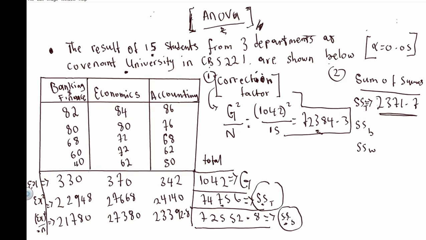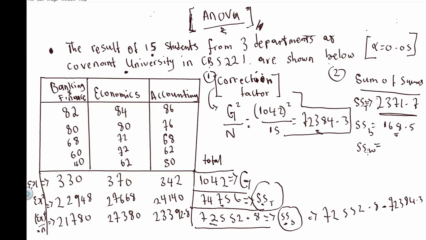Now, what about the SS between? The SS between, as you can see, will now be this guy here, 72552.8 minus the correction factor. You can see how simple this is. So that is 72552.8 minus the correction factor, which is 72384.3. You get 168.5.